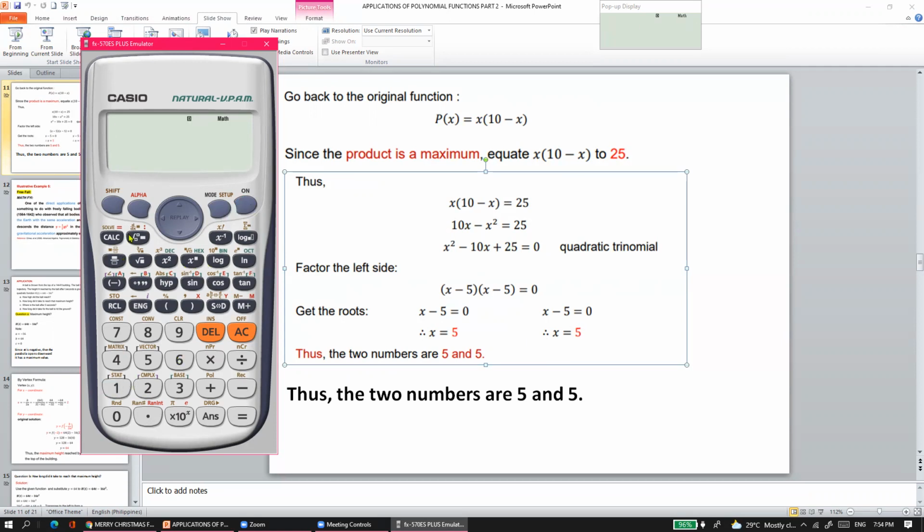So I'll just type alpha x and then square plus, minus siya, minus 10, I'll type alpha x and then plus 25. Alpha calc and then I'll press 0. So na-type ko yung equation. So pipindutin ko lang is shift calc. Let us see kung ipapakita ng calculator ang 5. And that's it, 5 pa rin.